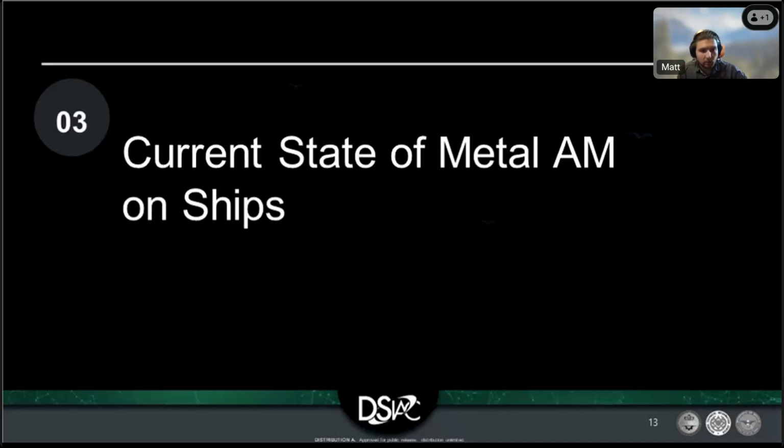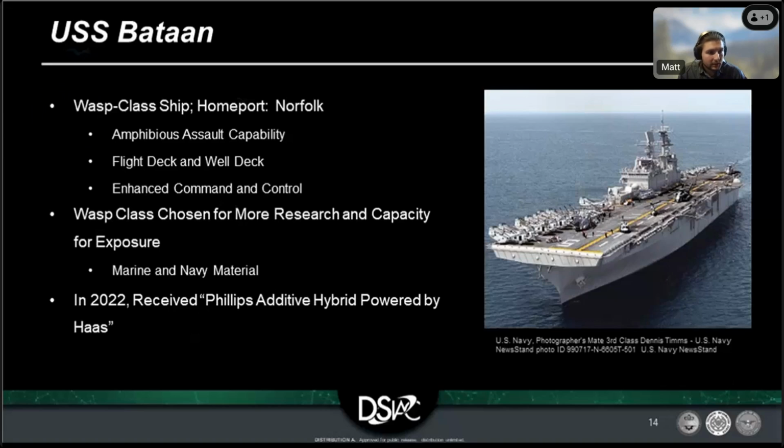So I've talked enough about the idea and the concept. Now let's talk about what's actually going on right now. All right, so the USS Bataan, the Wasp class ship named after the USS Wasp, based out of Norfolk. The ship is an amphibious assault carrier, and the idea behind it is that it has a flight deck and a well deck. So for layman's terms, it's almost like a smaller aircraft carrier. And it is used by both Navy and Marine personnel on the ship.